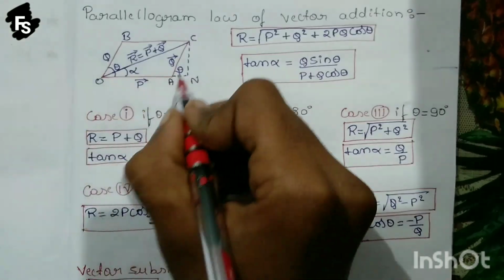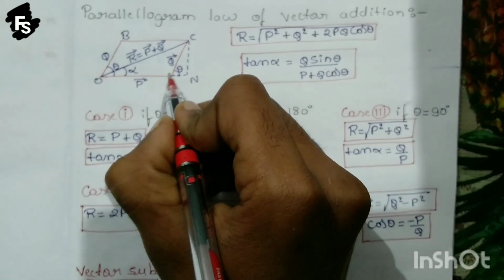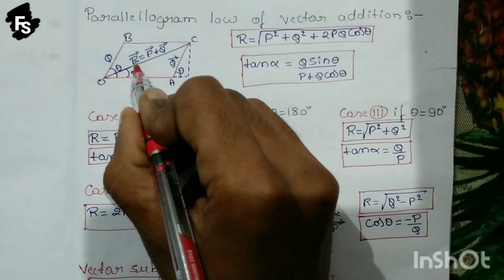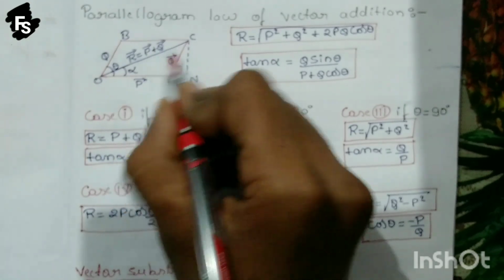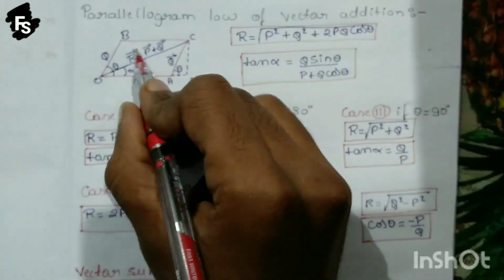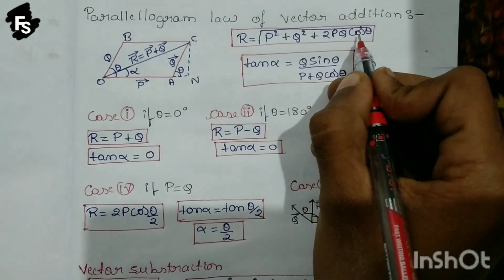Draw a parallelogram by vectors. This is the p vector, this is the q vector, and the resultant vector is R equals p plus q, which is called vector addition. The resultant of the parallelogram will be R equals root of p square plus q square plus 2pq cos theta.